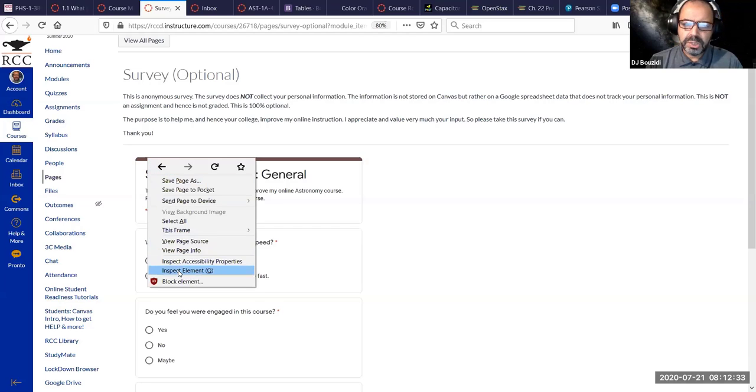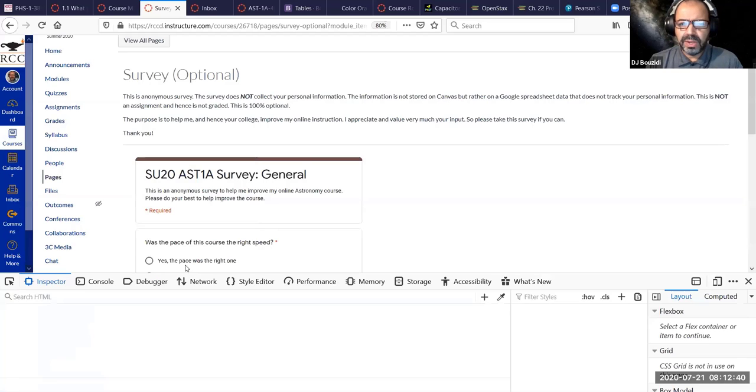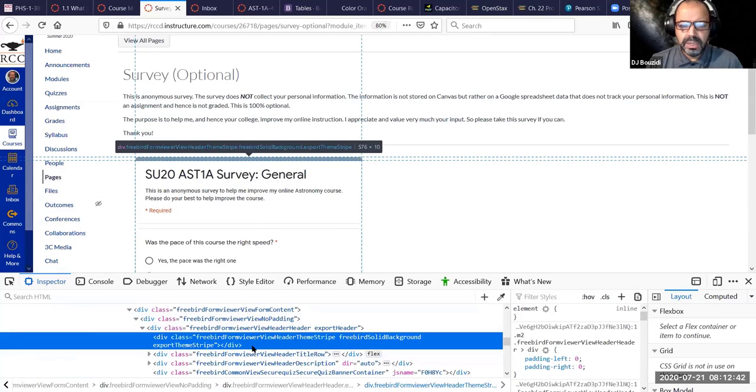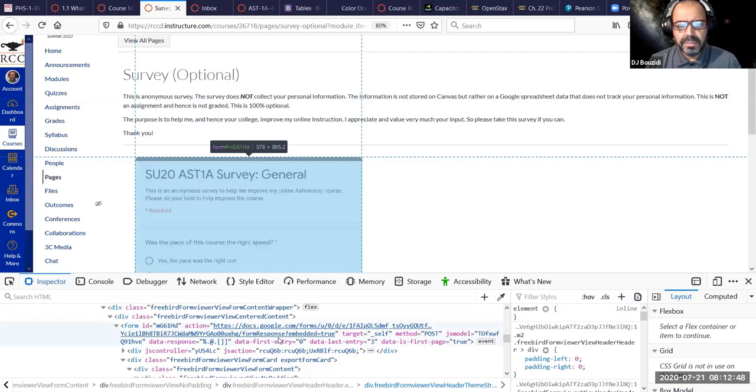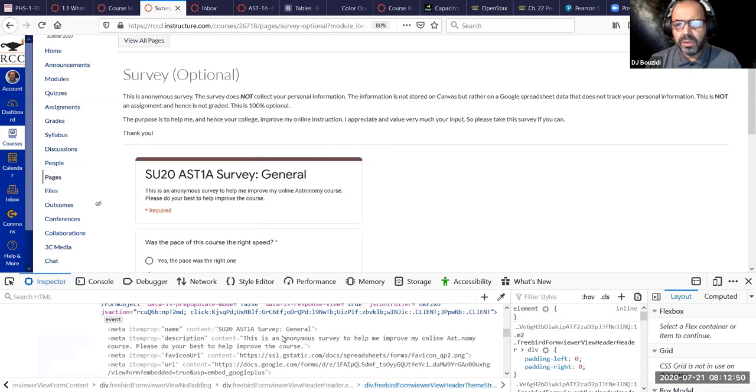So I'm going to inspect an element just to show you that this is actually not on Canvas, to make sure that you can fill in whatever you think is appropriate. Please keep it practical and constructive so that we can really benefit from your input. You are the expert in learning. I may be an expert in other areas, but you're the best in terms of what needs to be done for you to learn. That's why I'm relying on your input here.